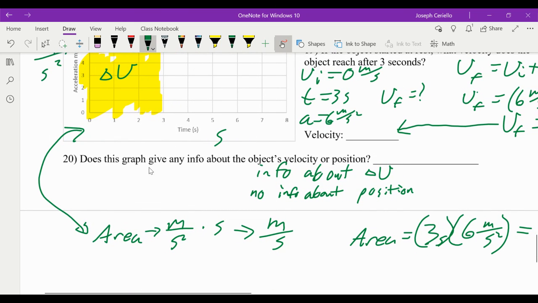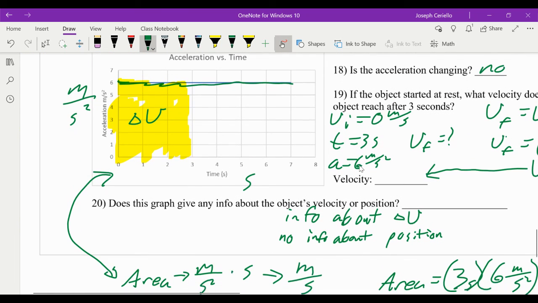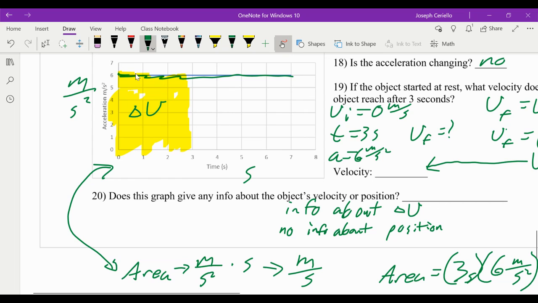Number 20 says, does this graph give any information about the object's velocity or position? It gives information about how the velocity is changing. The velocity is changing by 6 meters per second each second. But without the initial velocity, you can't get the final velocity here. If it were 0, then yes, you could, but unless you're given that, you can't do much. Same with the position. You don't know anything about the position unless you know the initial velocity. Again, if the initial velocity is 0, then you can do some work with it. But if it's not, then this graph doesn't really help you.